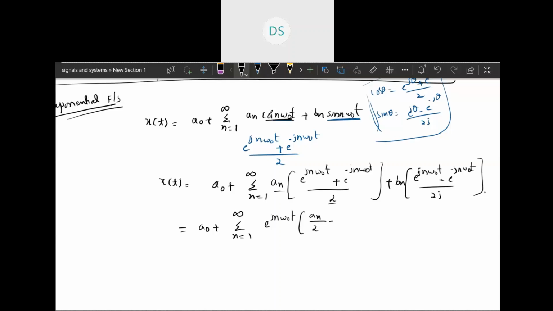Yes, ma'am. Okay. So if I have taken e power jn omega naught as the common from this term and this term, here it is having an by 2 and here it is having bn by 2j. Okay. And if I have taken e power minus jn omega naught as the common, so it will become, here it is an by 2 and here it is minus bn by 2j, right?